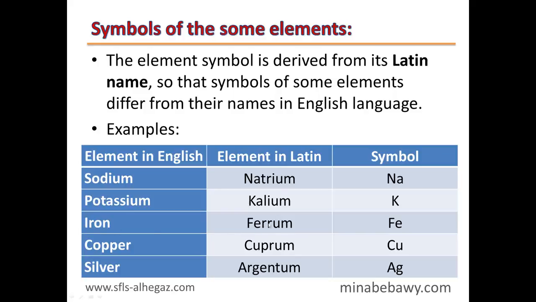Iron, its Latin name is ferrium, so its symbol is Fe. Copper, cuprum, so its symbol is Cu. Silver, argentum, so its symbol is Ag, not Ar because it is already taken for argon, so they took the first and third letters, so the symbol of silver is Ag.